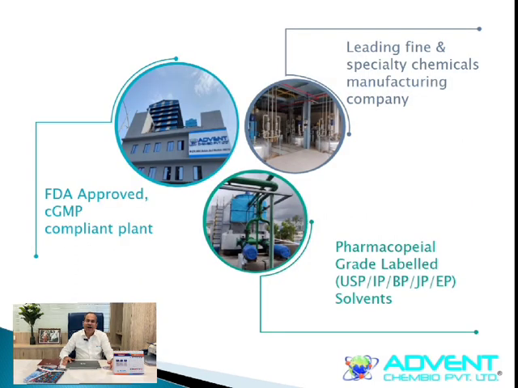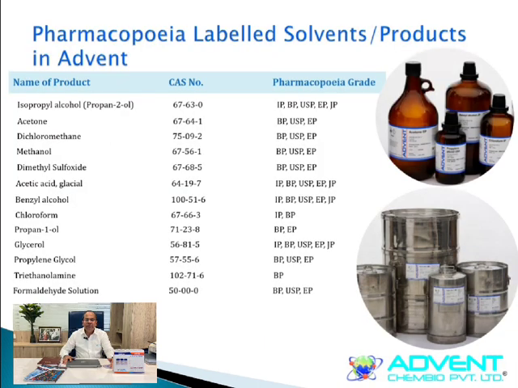Our company, Advent Chembio Private Limited, is a leading manufacturer of pharmacopoeial solvents and products. We have our own FDA-approved, CGMP-compliant manufacturing plant at Rabale, Navi Mumbai, India, where we manufacture IP, BP, USP, EP, and JP grade products and solvents. So far, we have obtained FDA approval for more than 20 products conforming to multi-compendial specifications. Pack sizes vary from 2.5 liter bottles to 200 liter drums.